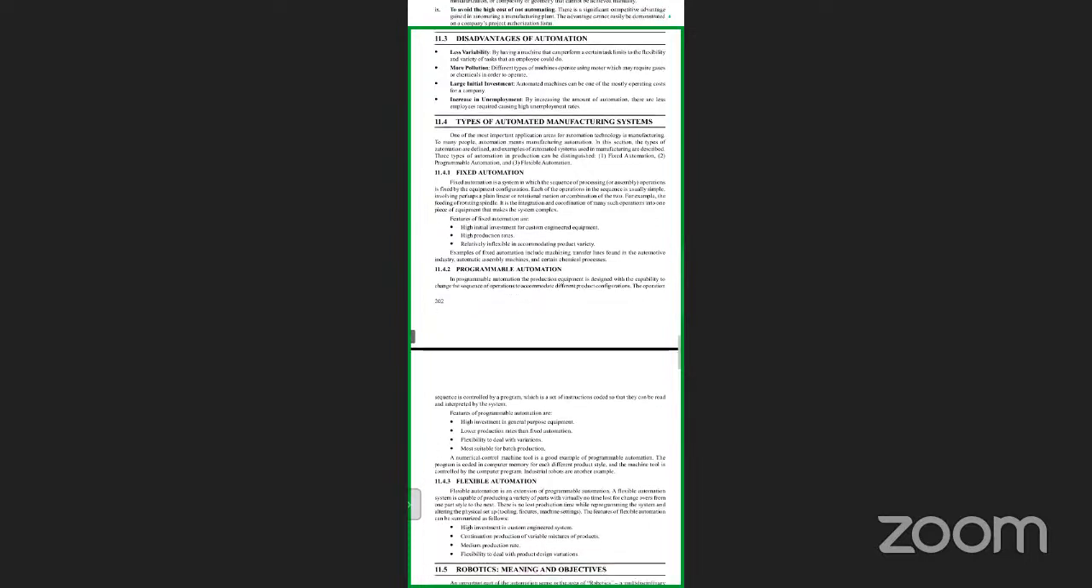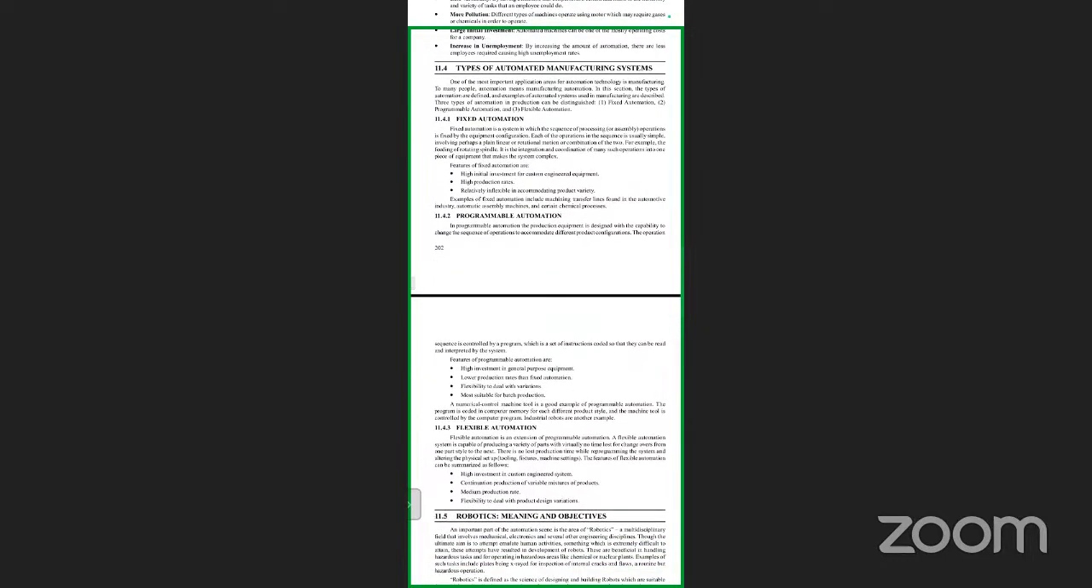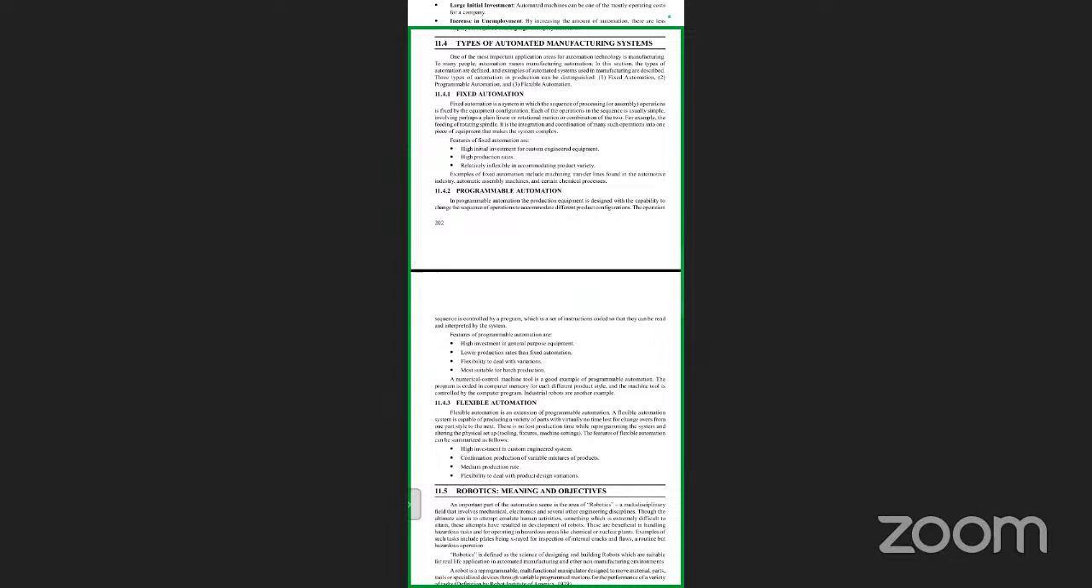And features of fixed automation are high initial investment for custom engineered equipment, high production rates, and relatively inflexible in accommodating product variety. Next, programmable automation. As per the program, it can be changed and can accommodate different product configurations. Its features are high investment in general purpose equipment and lower production rates than fixed automation.